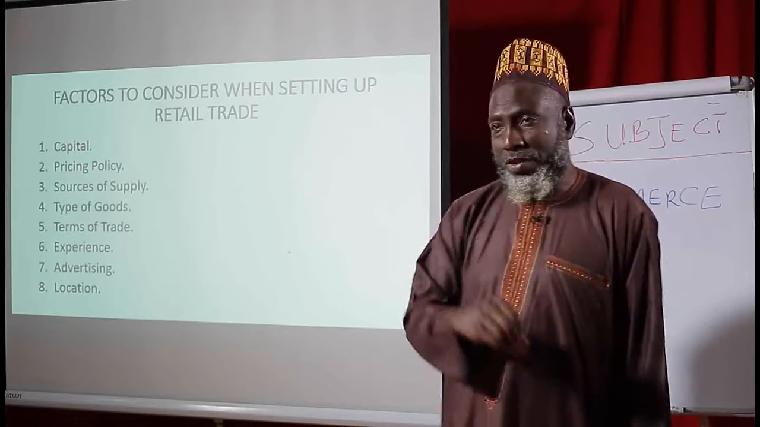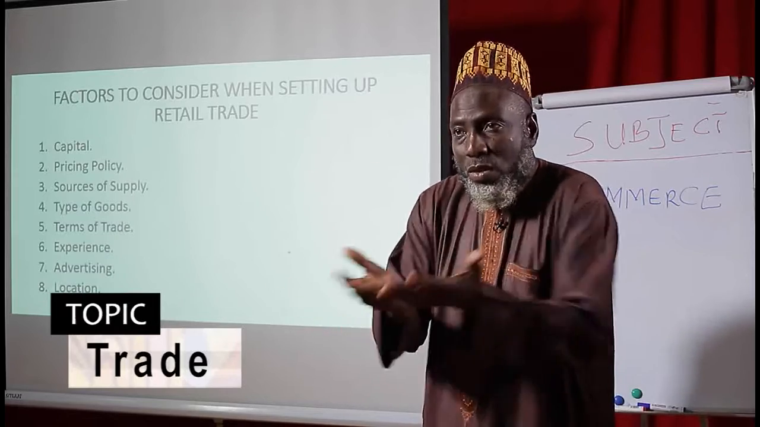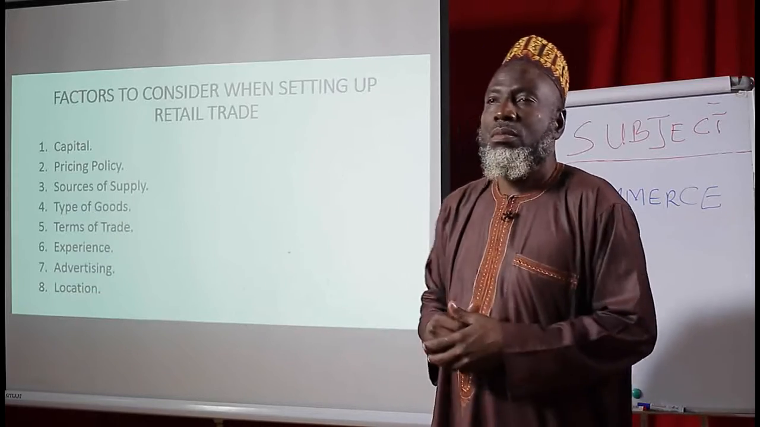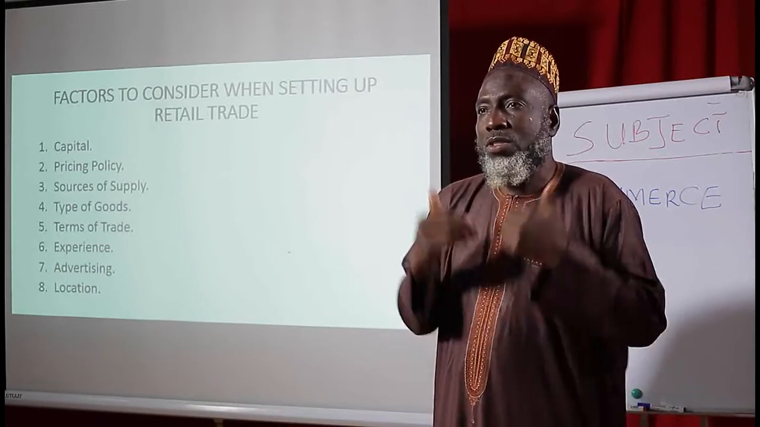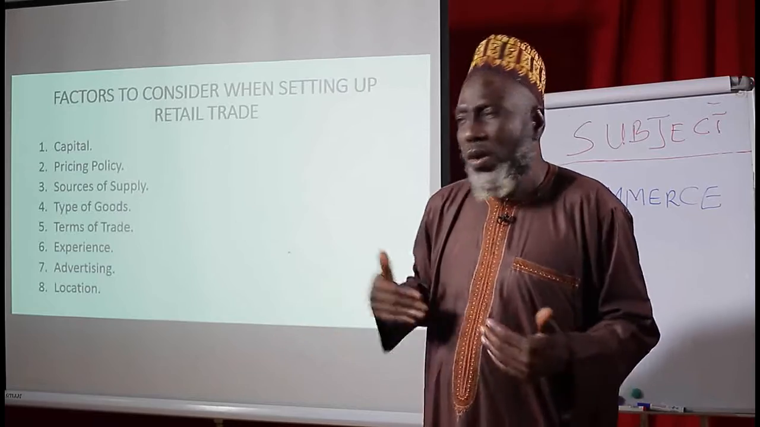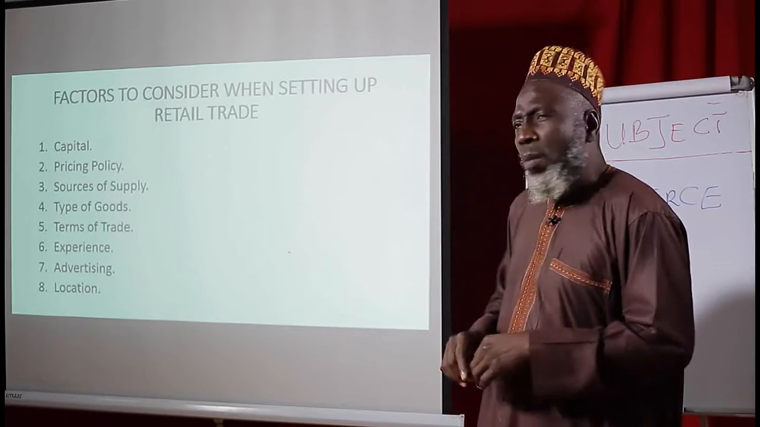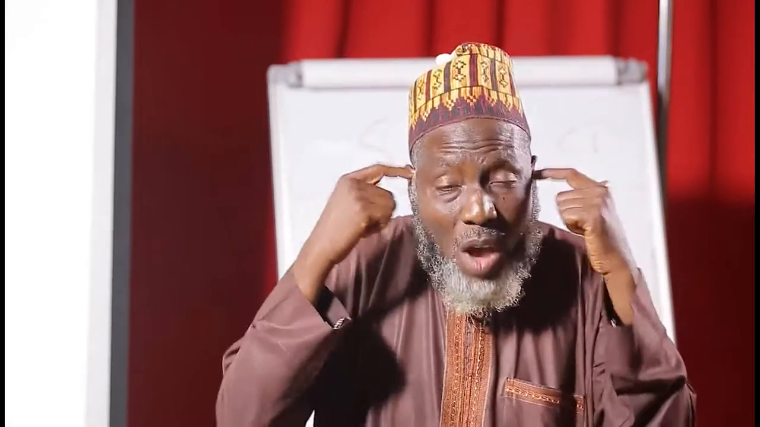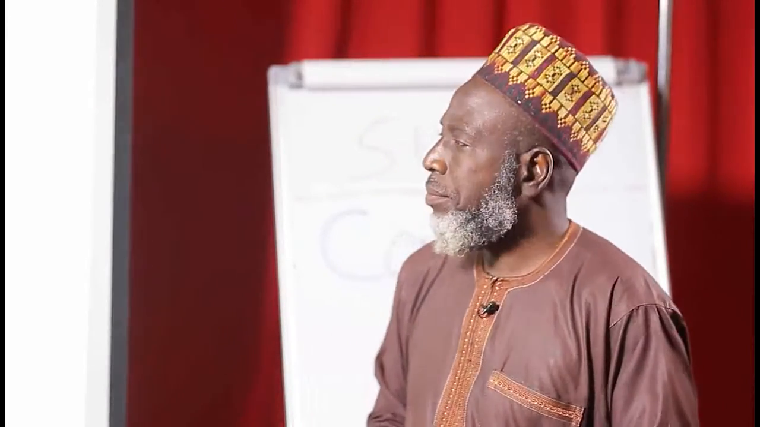Number five, types of trade. What are those things that will be made available to your customers in terms of discounts, in terms of moving the goods from your point of source to the point where they will use the goods? All these things are what you call types of trade. You have to consider that too. Number six, experience. You are going into business, you have to consider whether you have the experience in terms of the business. If you don't have experience, you look for those that have experience so that they share the experience with you for you to be a better manager.